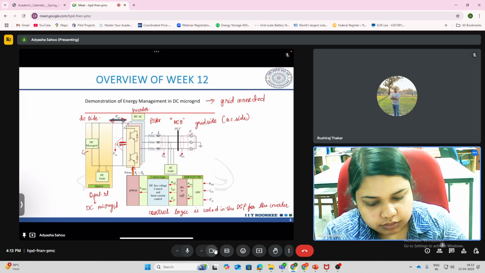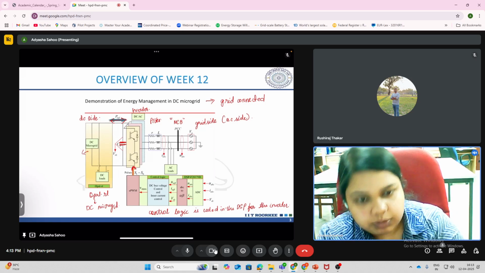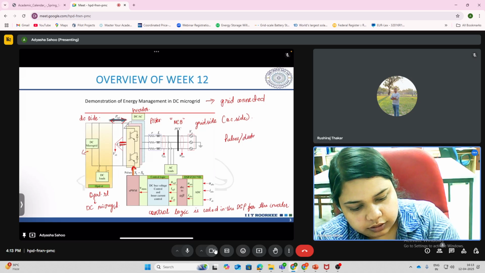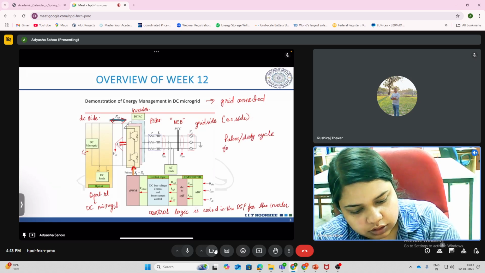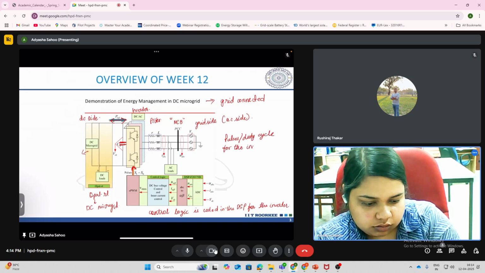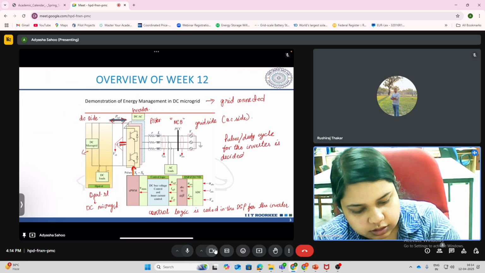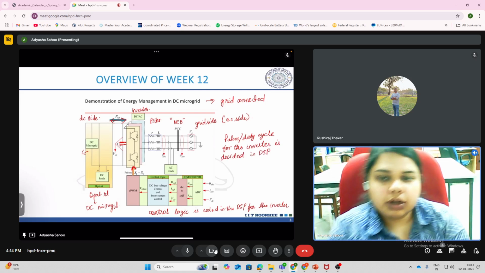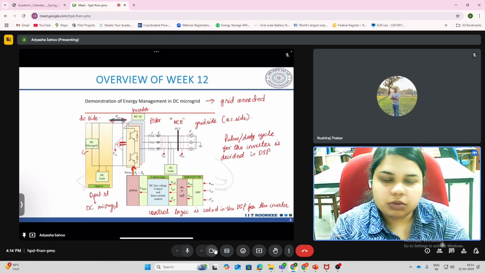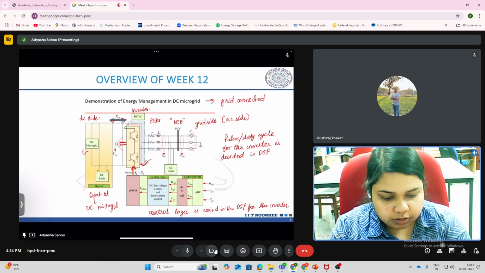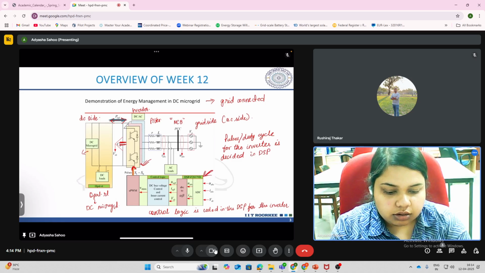So we decide the pulses or the duty cycle for the inverter here in the DSP. Depending upon what performance you want, or depending upon the grid condition, how you want to control this inverter performance is decided by this block here, and that will generate the required pulses that will be given to the inverter for the functioning.